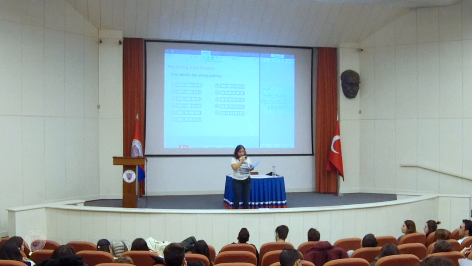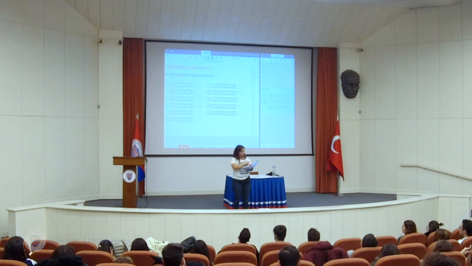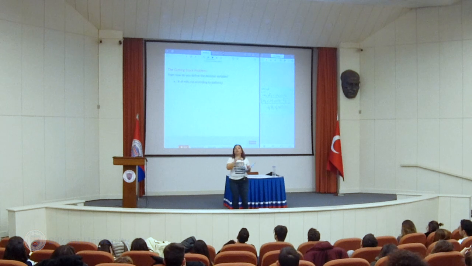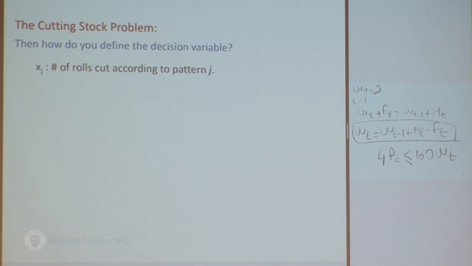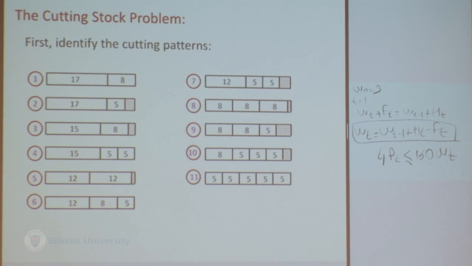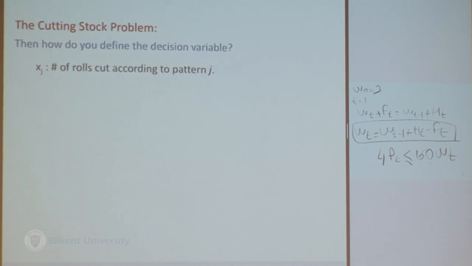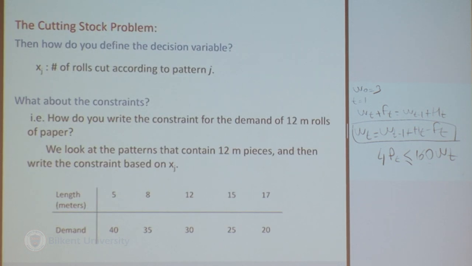Number of rolls which is cut according to this cutting pattern. Yep. So xj represents the number of rolls I used for pattern j. j goes from 1 to 11. I have 11 patterns. Remember? Now, okay. How do we write the constraints then? I have defined my variables with respect to my patterns.